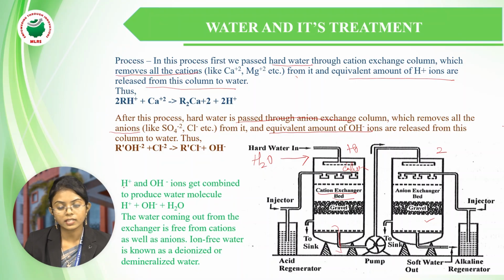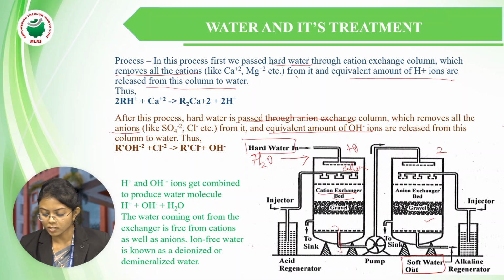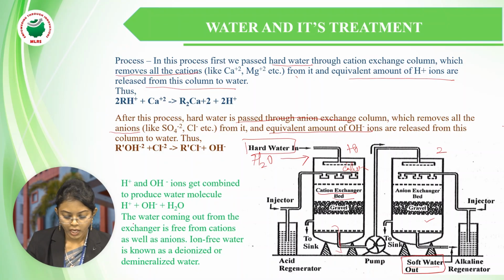So the H plus ions and OH minus ions get combined to produce a water molecule. That is how we get soft water out. We are going to send hard water in, but the product which we are getting is soft water, which is demineralized, deionized water, which is very good for industrial use. The water coming out from the exchanger is free from cations and anions, because these cations and anions are already removed in the exchanger columns.